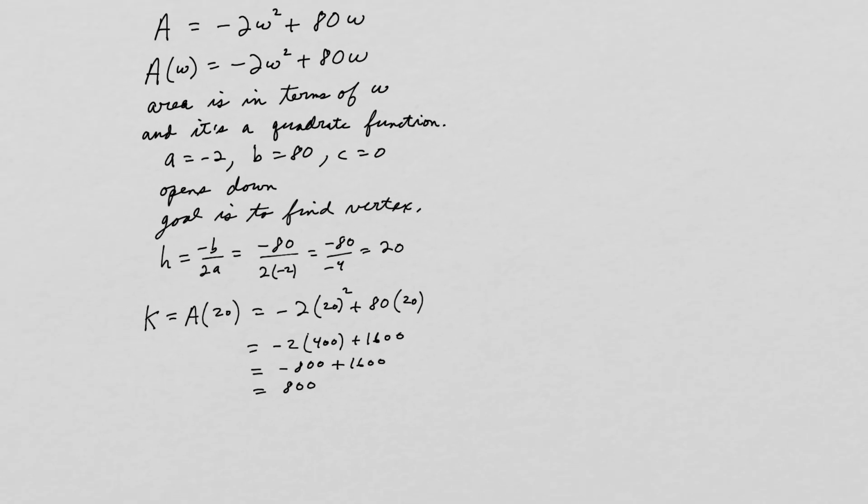So this tells us that the vertex is going to be 20, 800. So it's 20, that was the H, comma K. It's always H, comma K. All right, so actually this answers our question. The H is the width that we want to maximize the area, because I found the vertex.